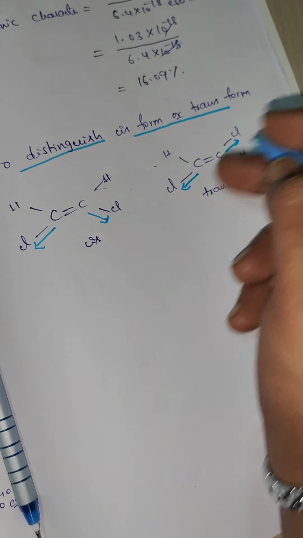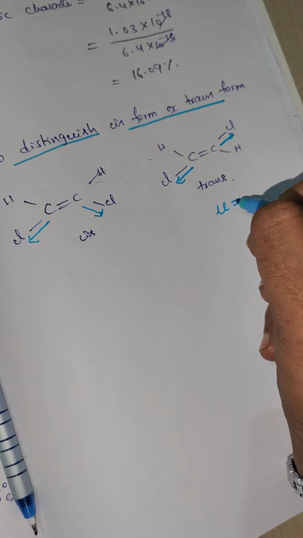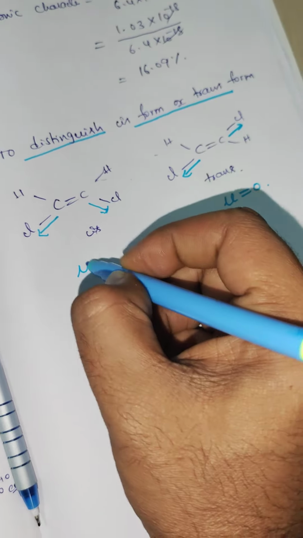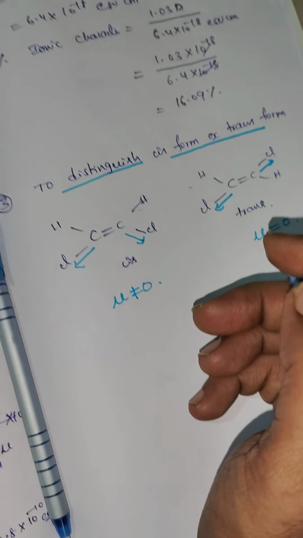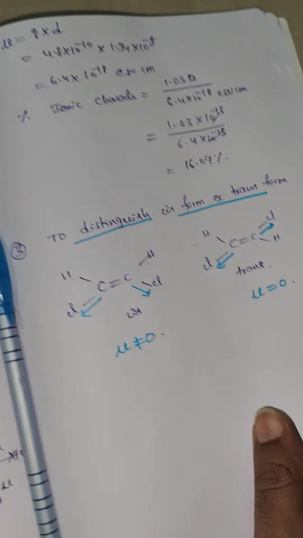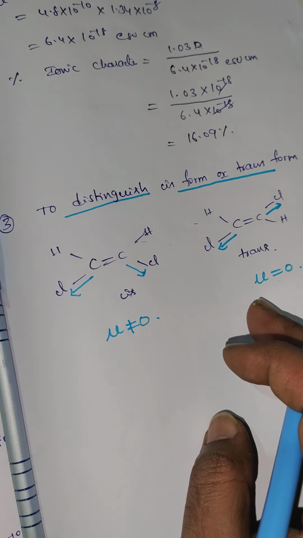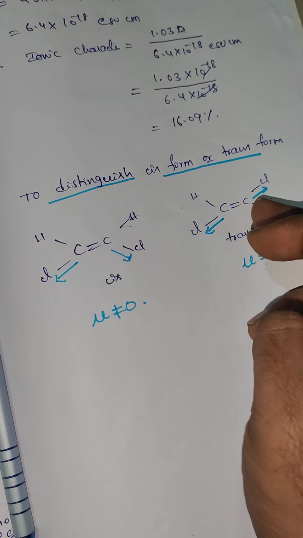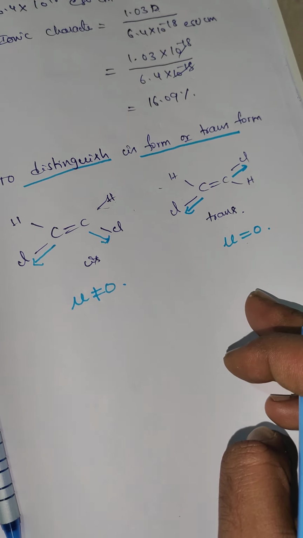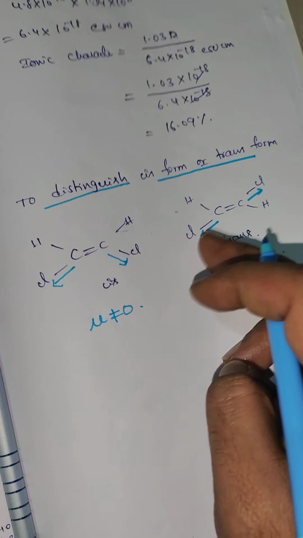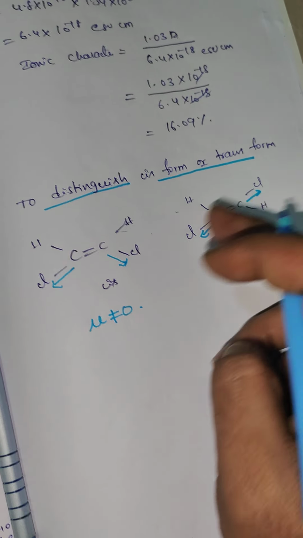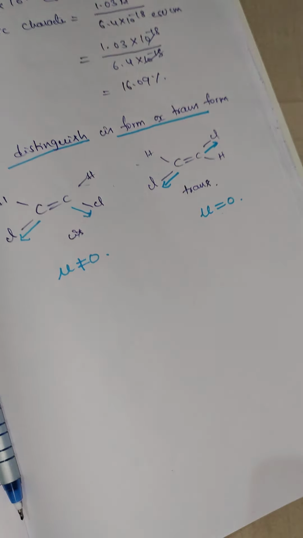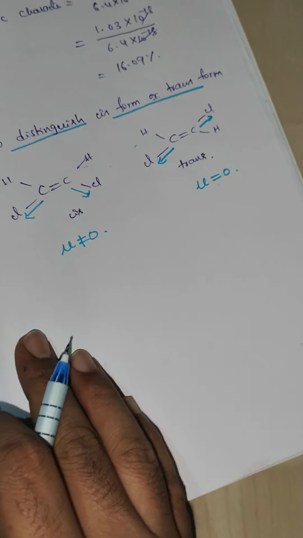That means when the direction is opposite, the dipole moment is equal to 0. Here, having the same side, the dipole moment is not equal to 0. Cis form is not equal to 0. Trans form is equal to 0. Same type of electronegative element and opposite direction means dipole moment is 0. If the direction is opposite but the elements do not have the same electronegativity, there is some dipole moment. Let's take one more example.